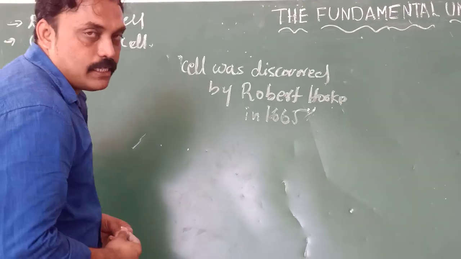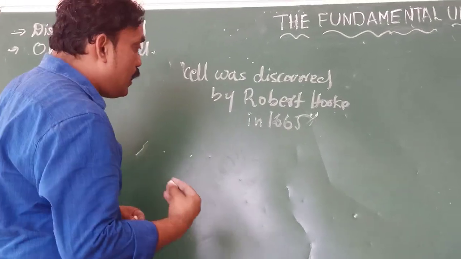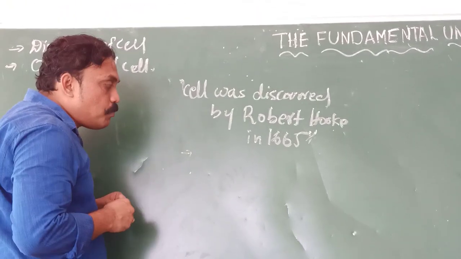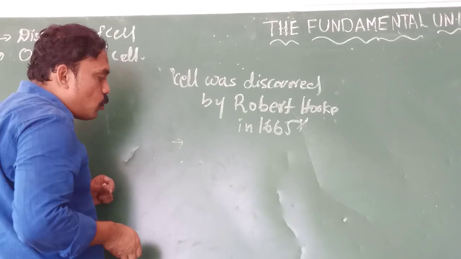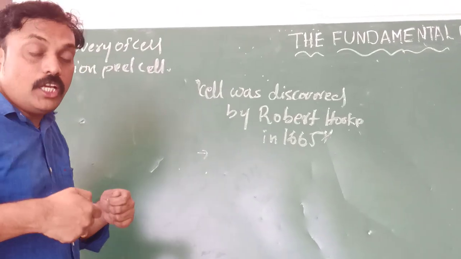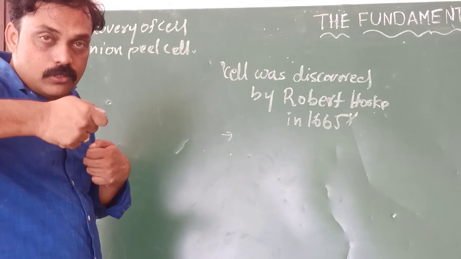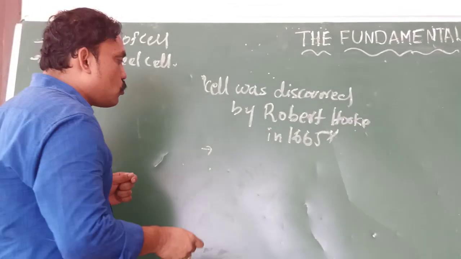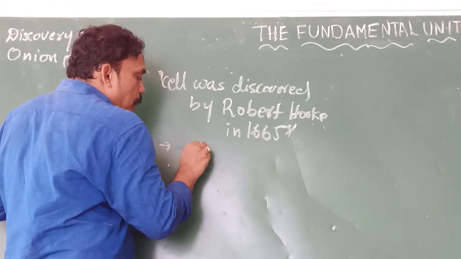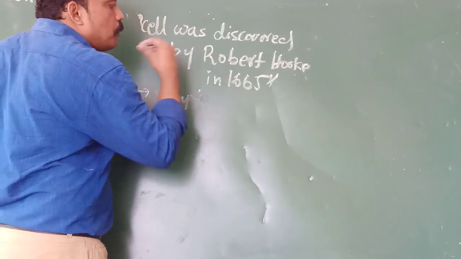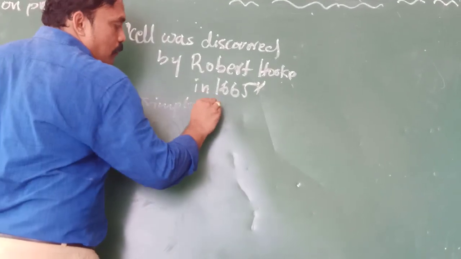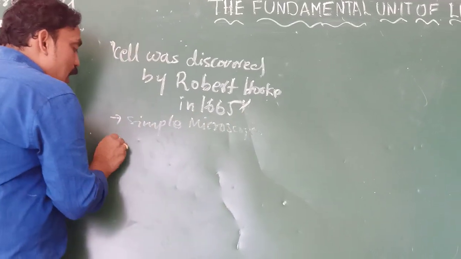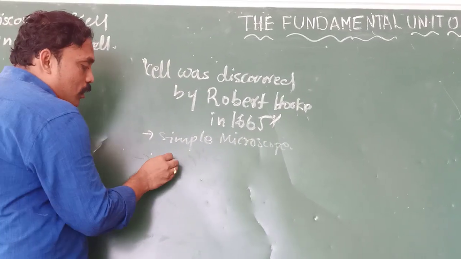How did he discover it? What did he use? He used a very simple magnifier, a very simple microscope. Actually, he used something like the hand lens we use now, sometimes, if you want to see anything. He used a very simple microscope to observe cells. And in that microscope, what did he observe? He observed cork.